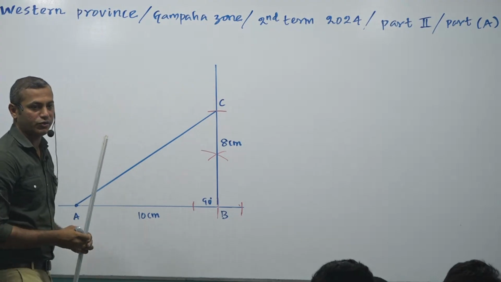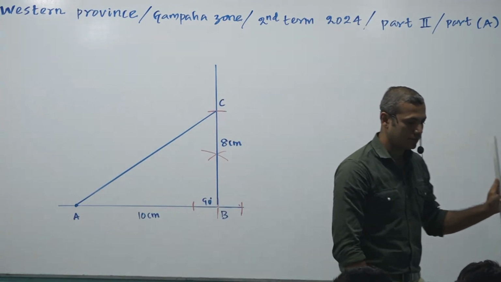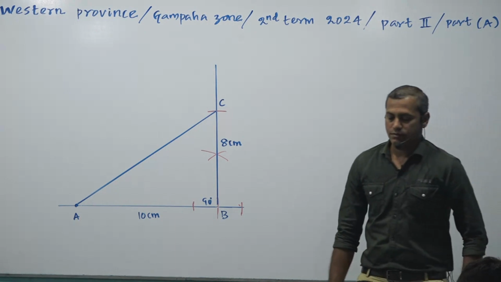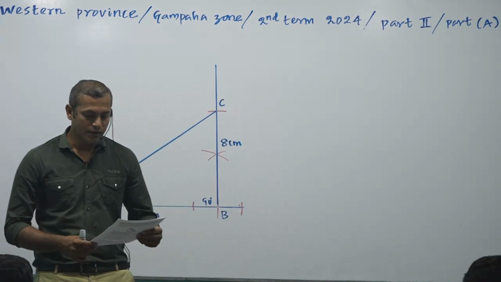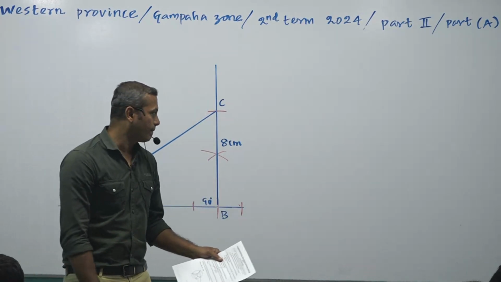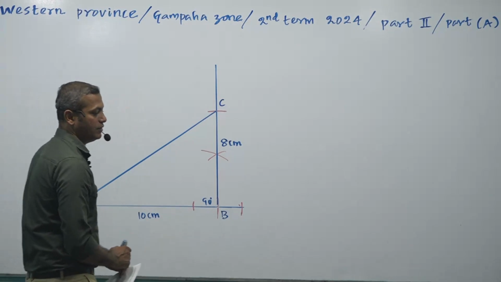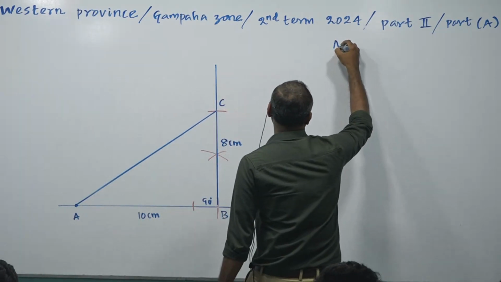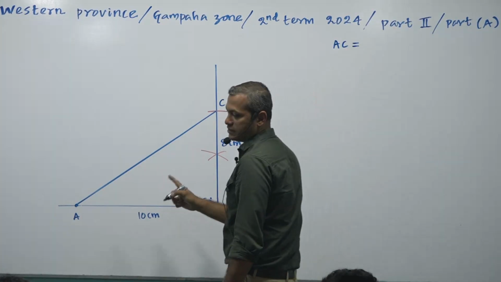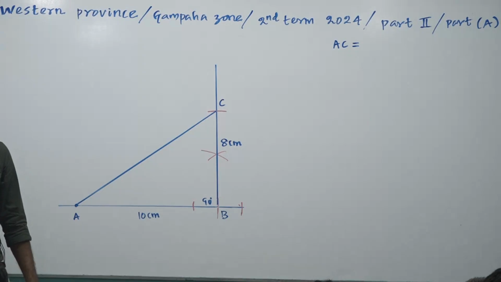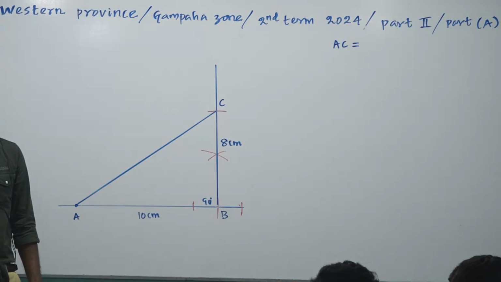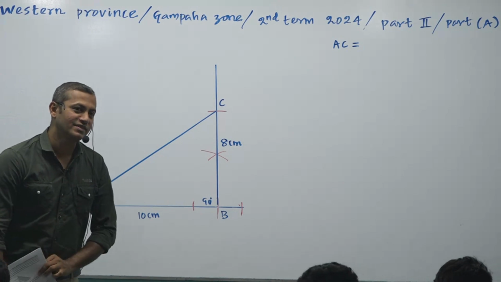Okay, this is the first part. Check your answer. Then measure and write the length of AC. How much? Measure and see. 12.8 centimeters. Sahla, how much? 12.8.